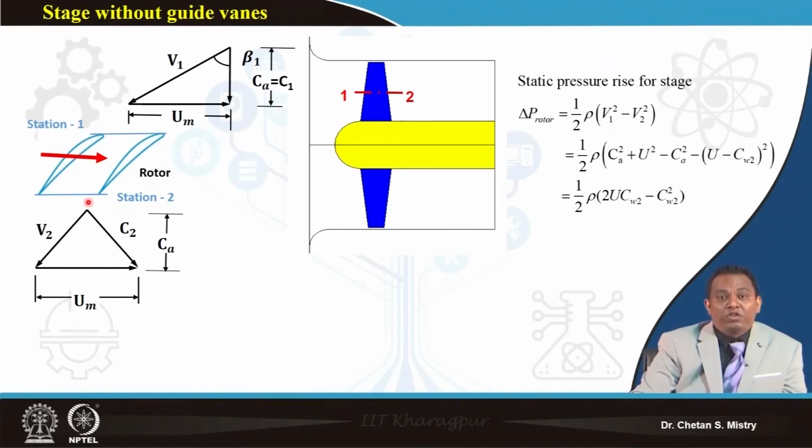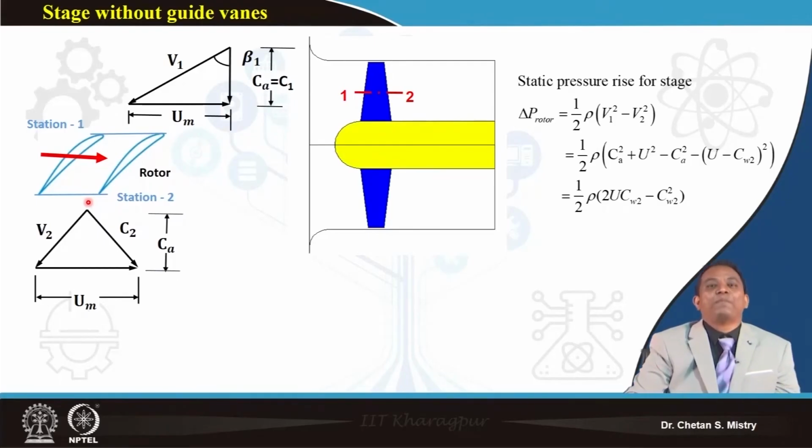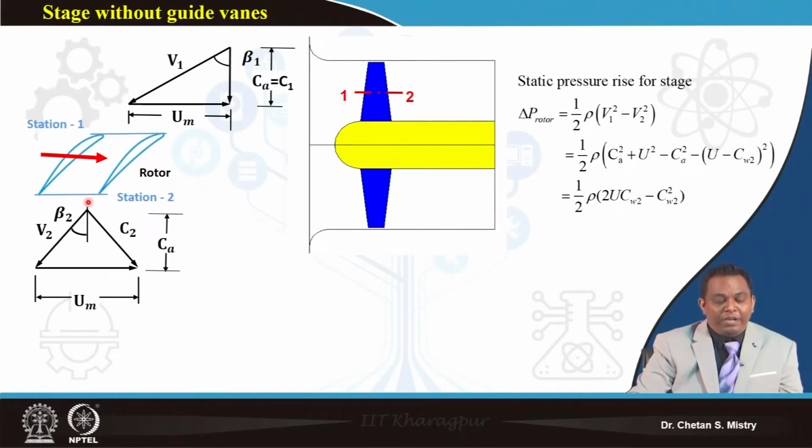Now we assume our axial velocity is the same upstream and downstream of my rotor, so that is the reason I am assuming CA to be constant. This is my beta 2, my blade angle at the exit. This is alpha 2, my absolute flow angle, and you can see I have my whirl component, which is CW2.